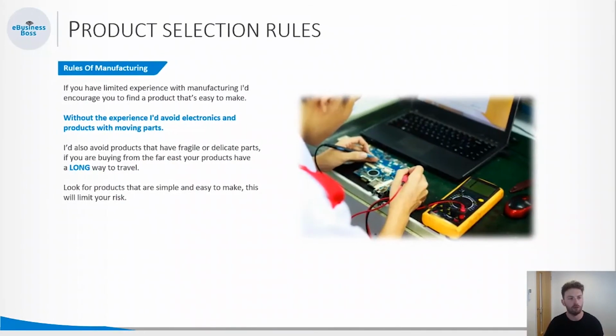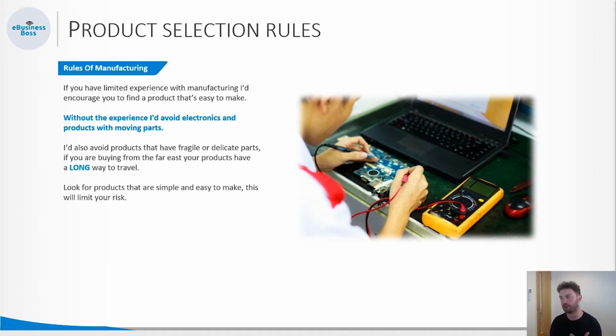Now, the rule of manufacturing. Now, if you have limited experience with manufacturing, with importing, maybe just selling on Amazon in general, e-com in general, I'd recommend you find a product that's easy to make. Without the experience, I'd actually avoid selling electronics and products with moving parts because you're leaving yourself open to problems.